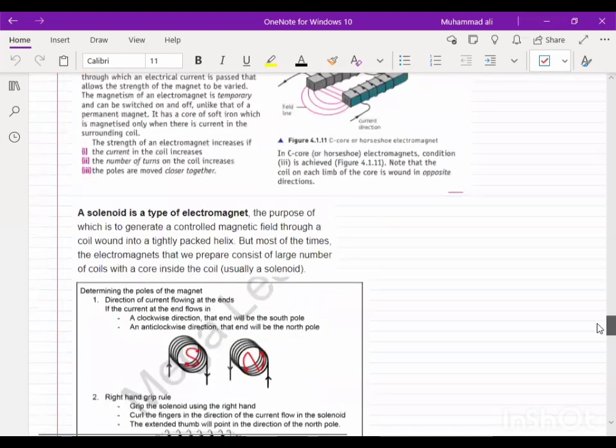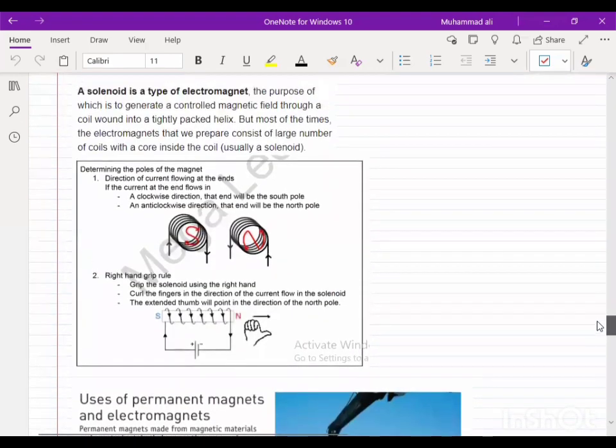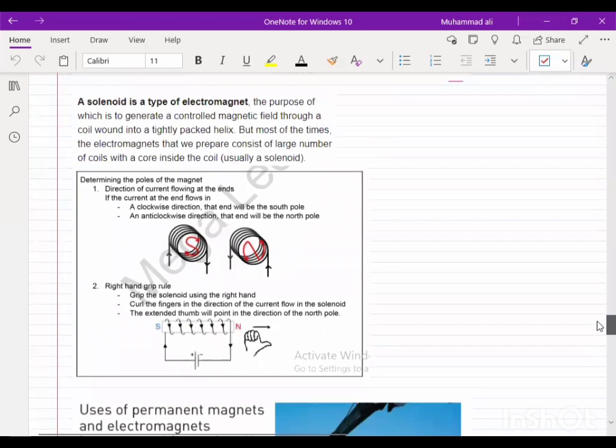Okay, so I've just written down the definition of a solenoid: it's a type of electromagnet, the purpose of which is to generate a controlled magnetic field through a coil wound into a tightly packed helix. But most of the time, the electromagnets that we prepare consist of a large number of coils with a core inside the coil, usually a solenoid. Determining the pole of the magnet depends on the direction of current flowing at the ends.